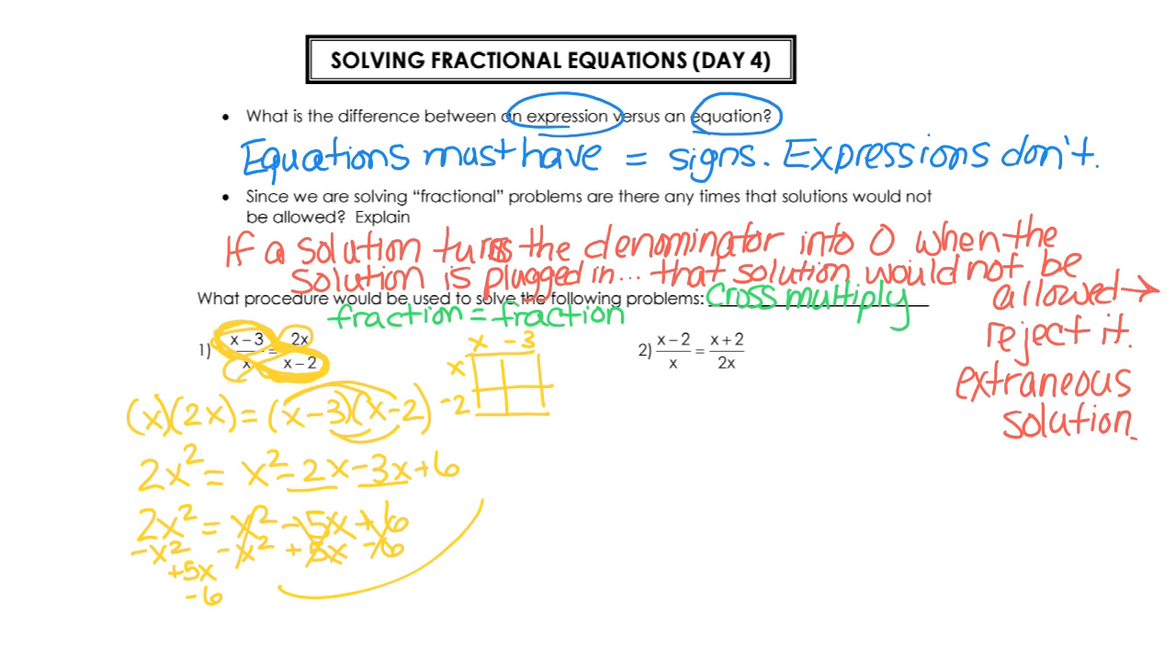And now I have to see, what do I have left over here? 2x squared minus x squared is just x squared. And then I have that plus 5x. And then I have that minus 6. And there's nothing on the other side, so we can say equal to 0. And now he looks like a nice trinomial, and so we'll go ahead and xbox him.